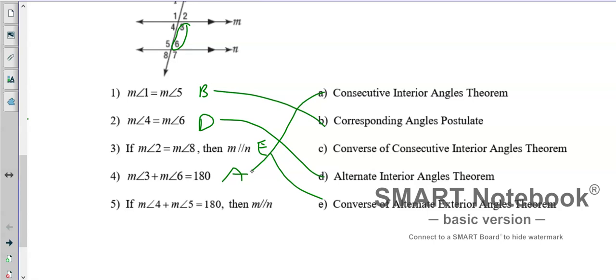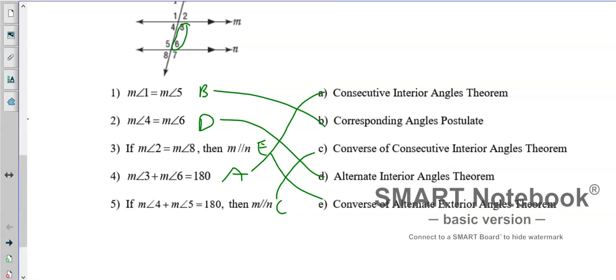And last but not least, angles 4 and 5 add up to 180. Therefore, the lines are parallel. Again, consecutive interior, but we're proving parallel lines, so that's the converse. We're going the opposite direction, converse of the consecutive interior angles theorem.